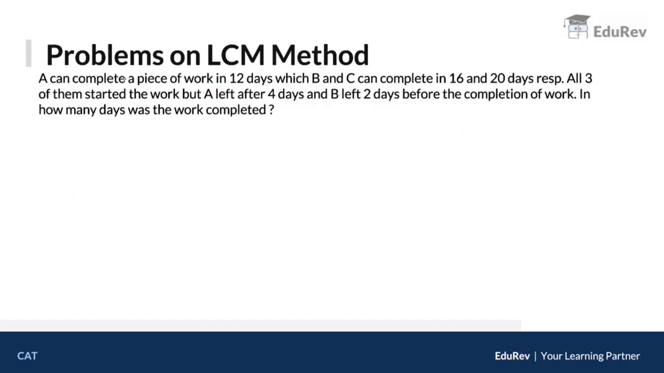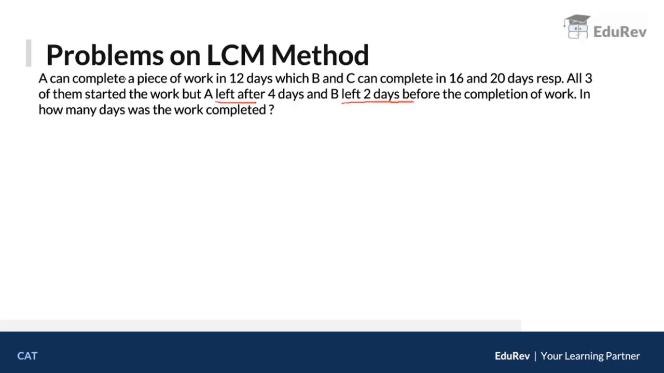Okay? Now let's look at the next question. What does it say? A can complete a piece of work in 12 days, which B and C can complete in 16 and 20 days respectively. All 3 of them started the work, but A left after 4 days and B left 2 days before the completion of work. In how many days was the work completed?